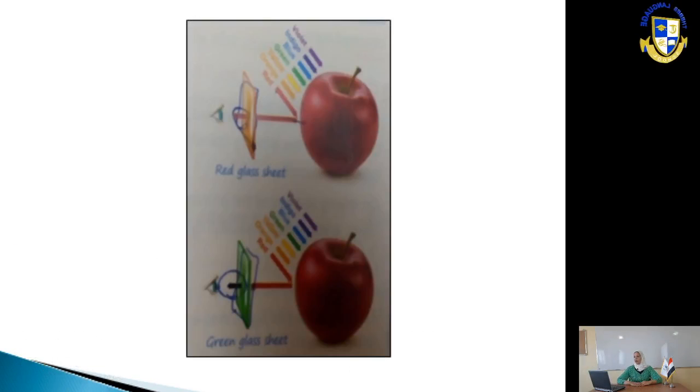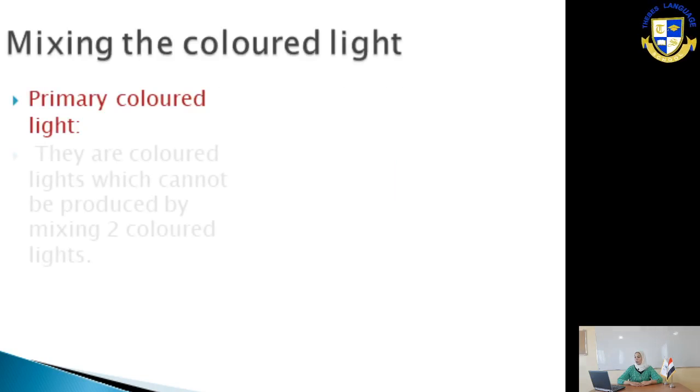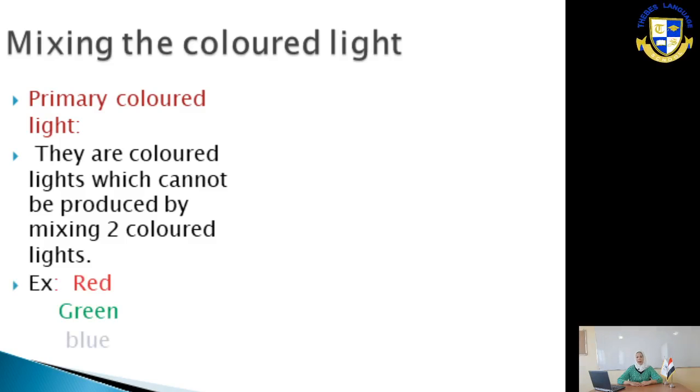Slide 9. There are 2 types of colored light, primary colored light and secondary colored light. The primary colored lights are the types of colored light that can't be produced by mixing other colors: red, green and blue. If we mix these primary colors, they produce white light. The secondary colored lights are colored lights produced by mixing 2 of the primary colors. Examples: yellow, magenta and cyan.